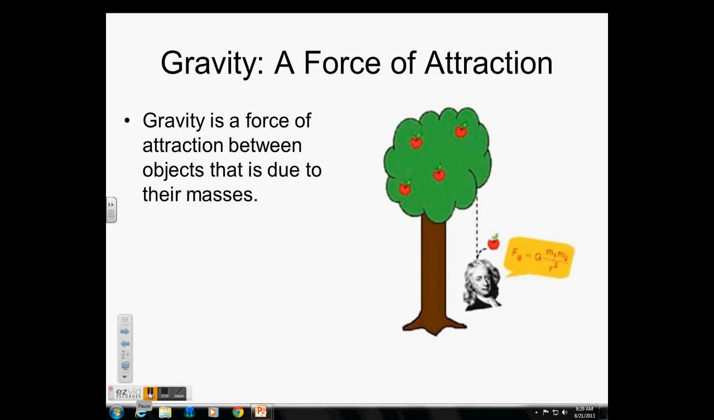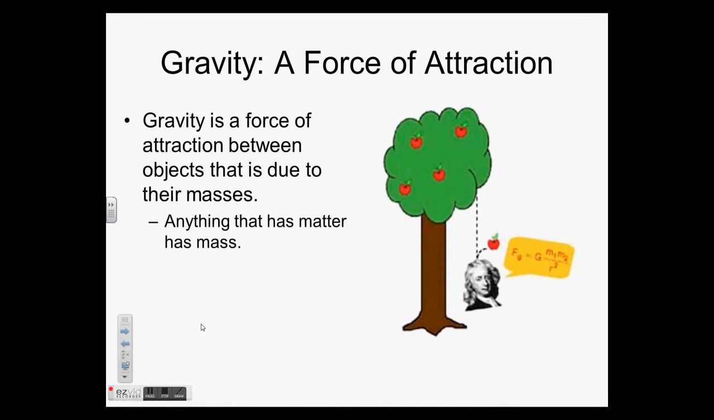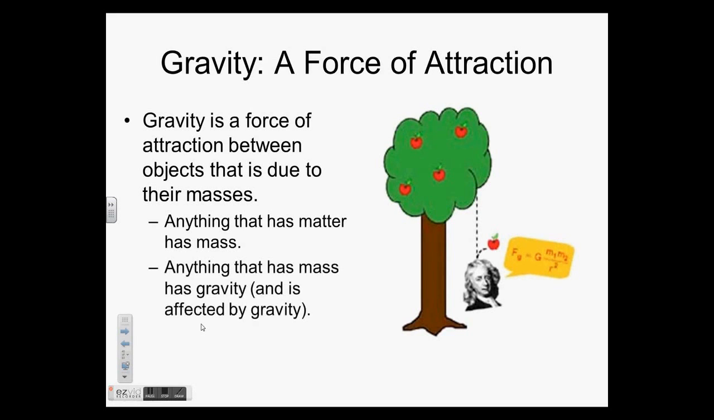So gravity is a force of attraction between objects that is due to their masses. Okay, we just talked about that in the little video. Anything that has matter has mass. Again, for example, I have matter, so I have mass. Now, do I matter? That's a different question. Okay, the pencil had matter, so it has mass. Okay, we went over that.